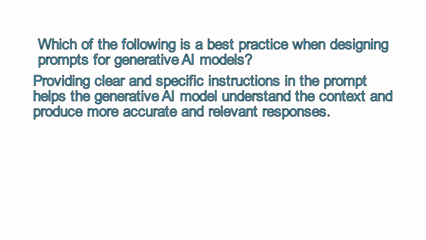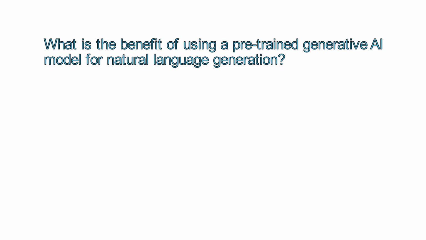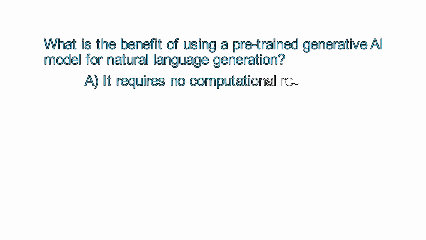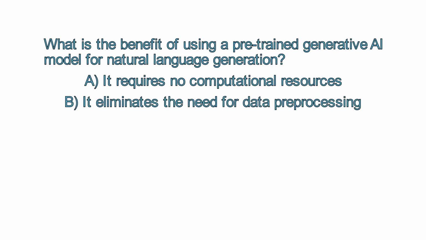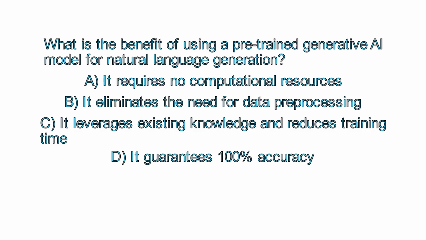and relevant responses. What is the benefit of using a pre-trained generative AI model for natural language generation? A. It requires no computational resources. B. It eliminates the need for data preprocessing. C. It leverages existing knowledge and reduces training time. D. It guarantees 100% accuracy.